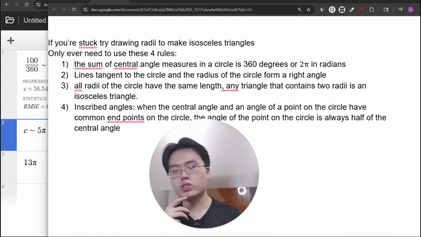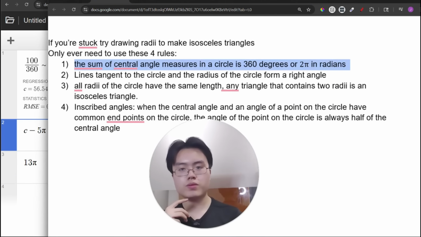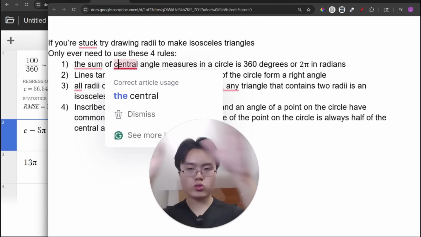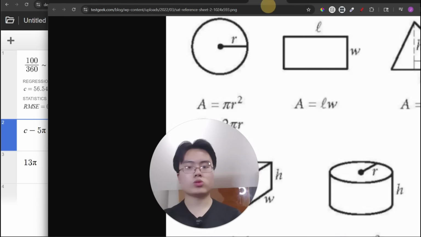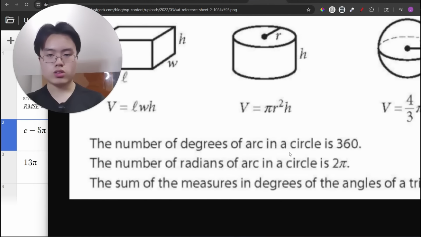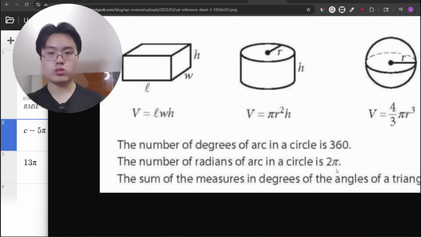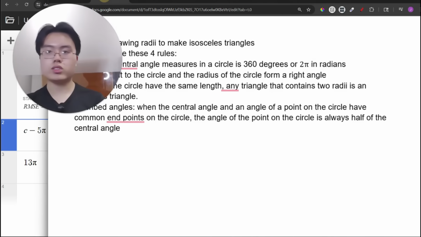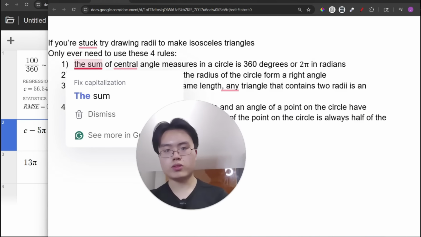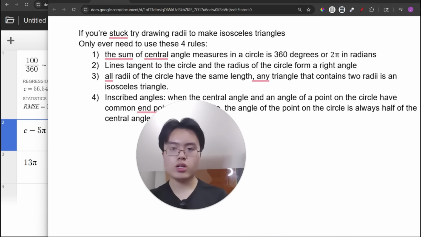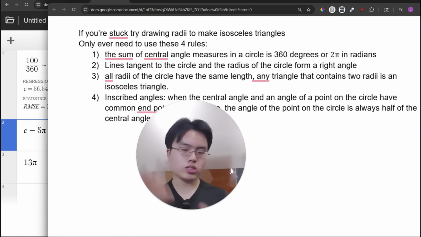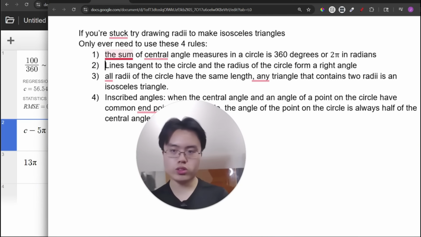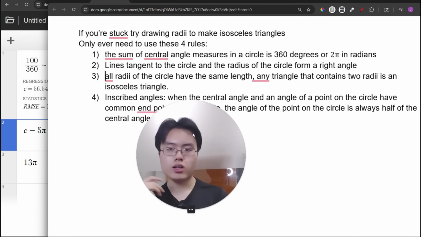Actually, you don't memorize the first one technically, because it's in the reference sheet. The sum of the central angles of a circle measures 360 degrees or 2 pi radians, which is literally right here. It says the degrees of arc in a circle is 360 or 2 pi radians. So it already tells you that. I guess you don't need to memorize the first one. I think it's pretty obvious, pretty much everyone knows this. But you definitely need to memorize these three. At least I would memorize these four as a checklist you need to go through. If you see a circle and you don't know the answer right away, just go through these four and see which one could apply, and then go through that.